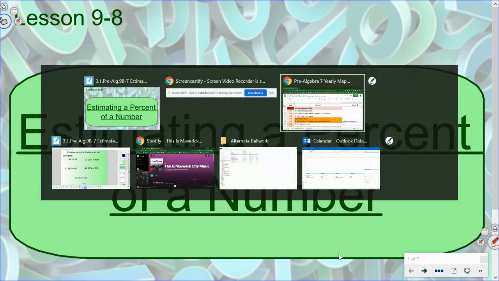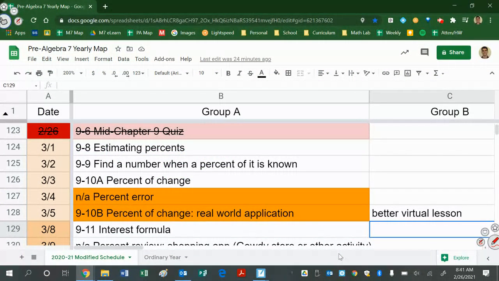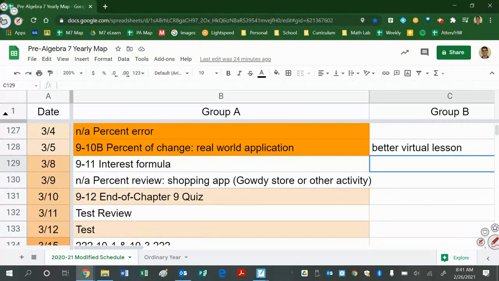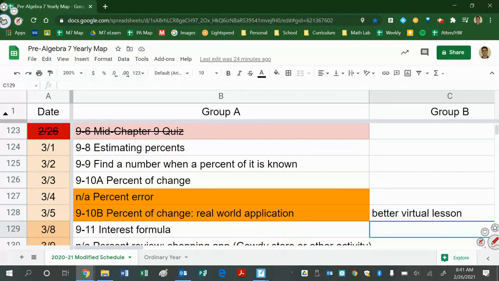In fact, why don't I go ahead and show you ever so briefly where we're heading for the week. We have 9-8, 9-9, a little bit of 9-10, and then there's another lesson called Percent of Error that is not in the textbook. So that'll cover us for the week. No quiz this week, but next week we will have an end of chapter quiz and a test, so be ready for it.